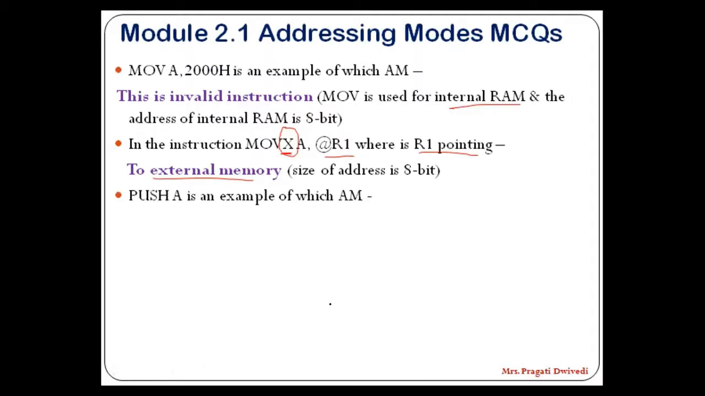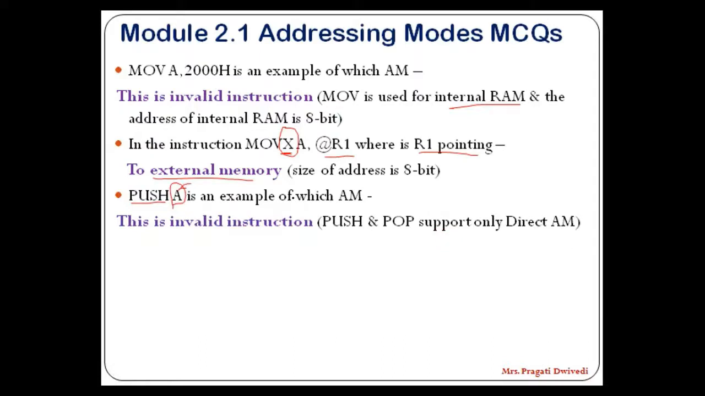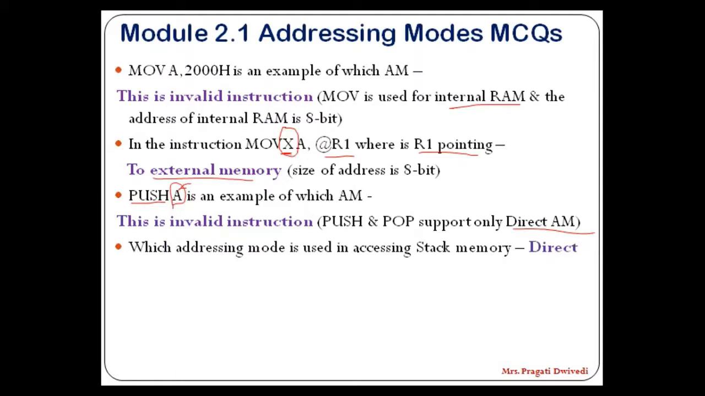PUSH A is an example of which addressing mode? You remember PUSH and POP are used with stack memory? I mentioned very clearly that PUSH and POP can be used only with direct addressing mode. For direct addressing mode, you need to have some address here. You cannot have any register here. So again, this is an example of an invalid instruction, because if you are talking with your stack memory, you can have only direct addressing mode and no other addressing mode. Next, which addressing mode is used for accessing stack memory? I just mentioned it is direct addressing mode.